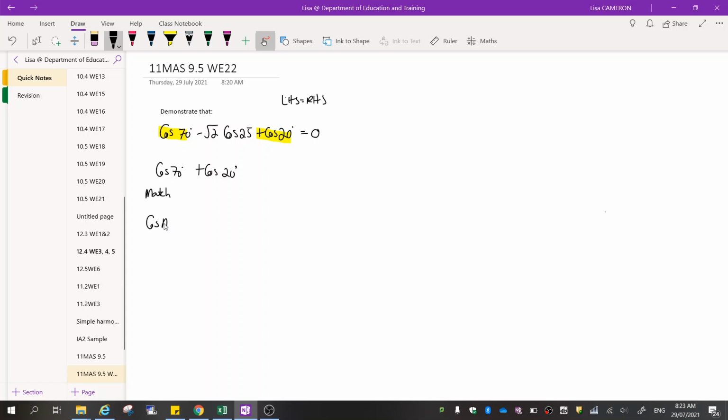It's cos A plus cos B is equal to 1/2 cos A minus B plus cos A plus B. Okay, so to get this to look like that, all I have to do is move that 2 across. So if I take that over there, now it's looking more like what we have.